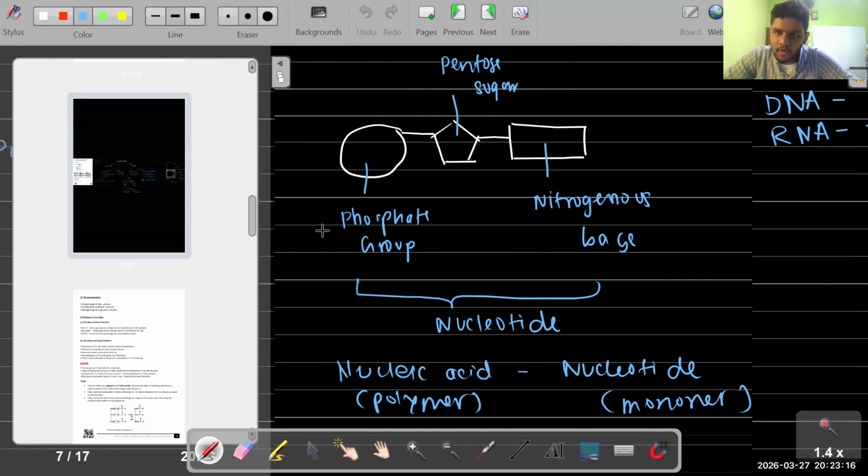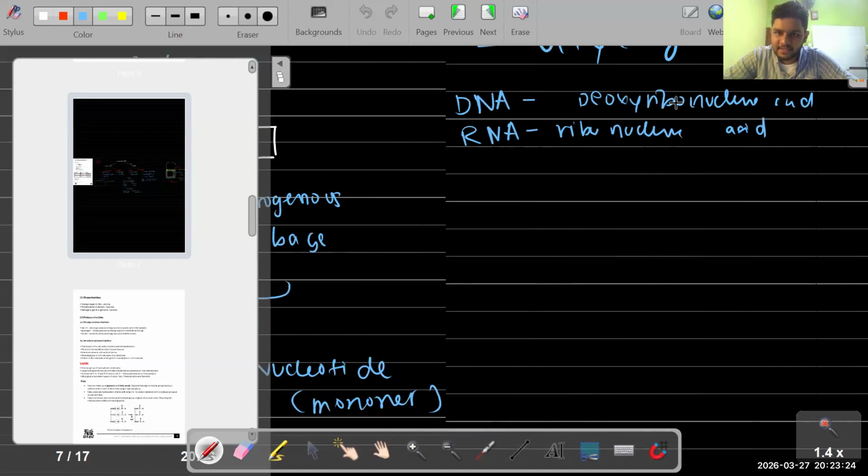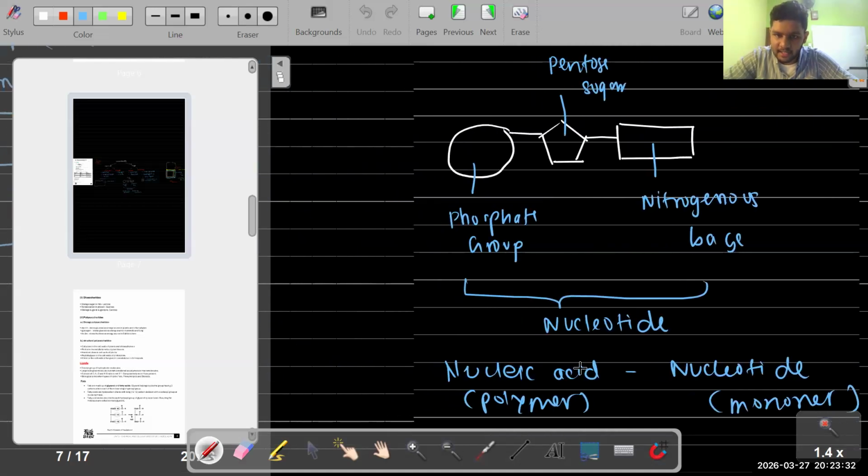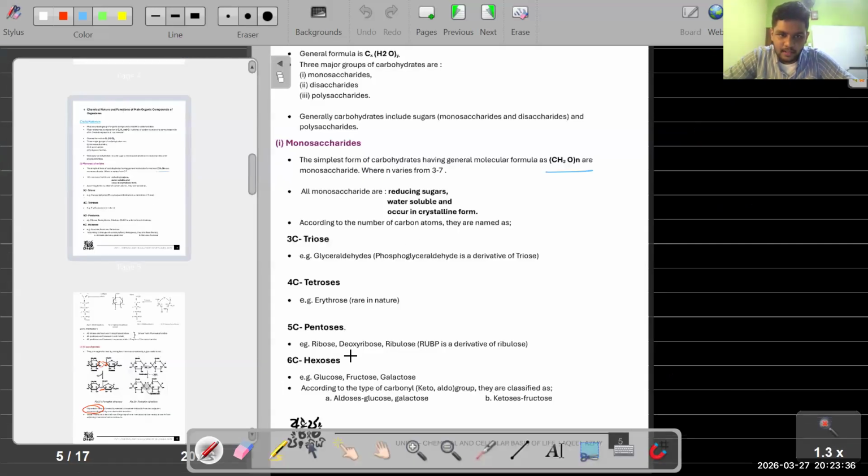If you consider the monomer of DNA, here in this pentose sugar place, what will be the sugar? By looking at the name itself, just let me know. DNA means deoxyribonucleic acid. If we consider the nucleotide of this DNA, let's go back to this again. In this pentose sugar, what do we have? Ribose, deoxyribose, ribulose. What will be the sugar?